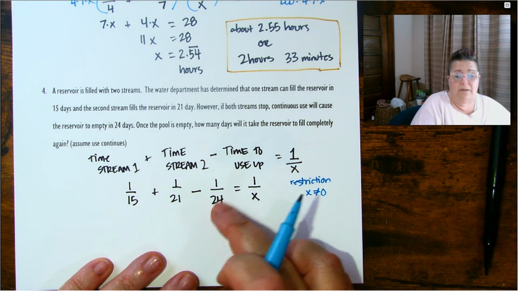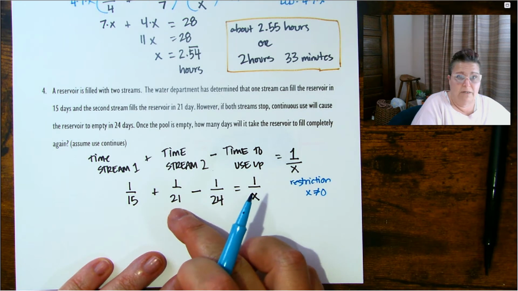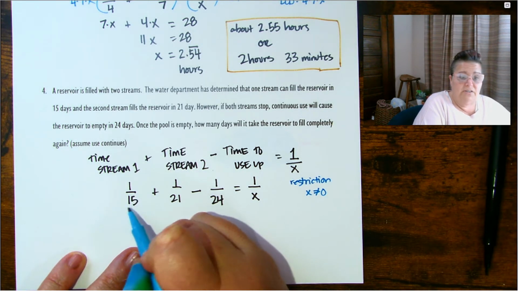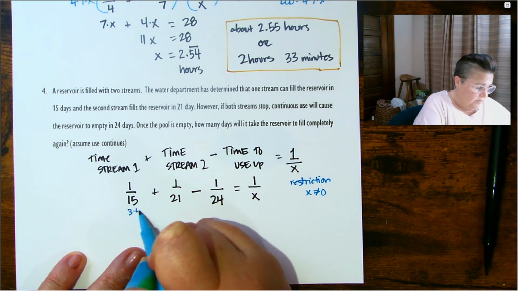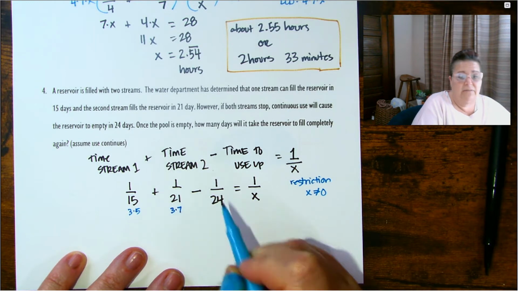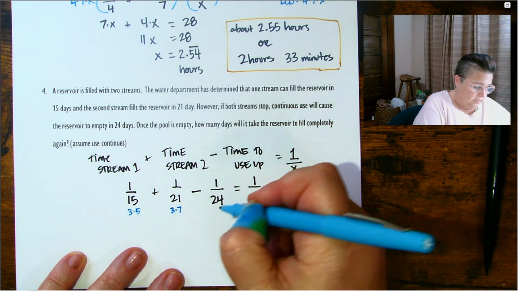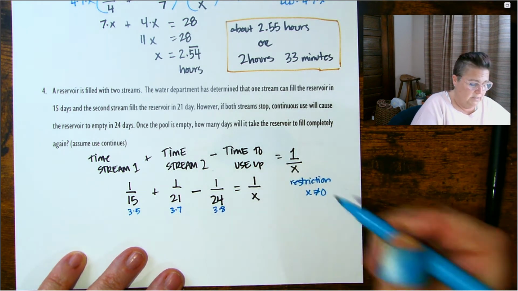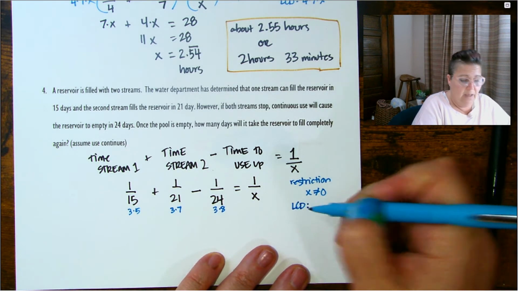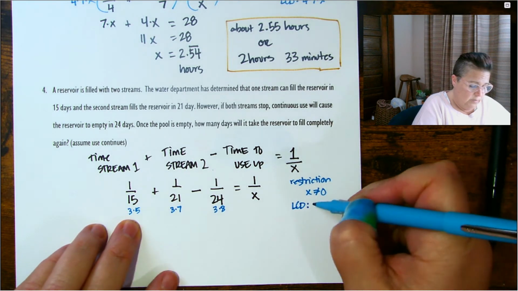Doesn't matter for any of the rest of these because 15 is not 0, 21 is not 0, 24 is not 0. But let's factor the 15. That's 3 times 5. If we factor the 21, that's 3 times 7. And if we factor the 24, that's 3 times 8. This is helpful because now when I do the least common denominator, I know I need both things here.